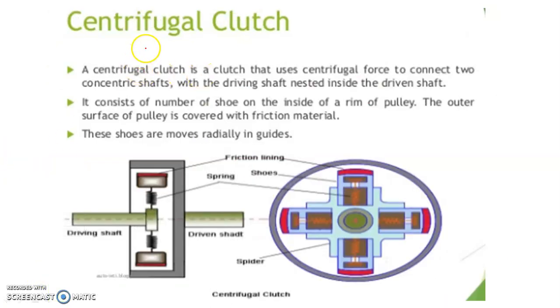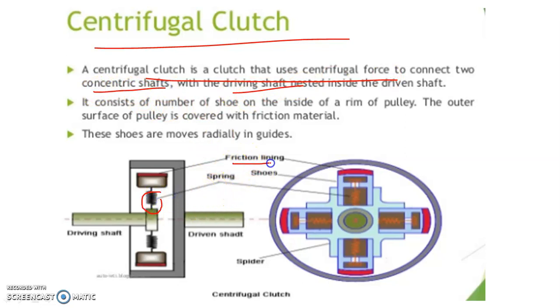After that, there is the construction of the centrifugal clutch. Due to the time limit, I am trying to finish in a very short duration. 15 minutes is the time limit. A centrifugal clutch is a clutch that uses centrifugal force to connect a concentric shaft with the driving shaft. So here you will see there is a spring at this end here. Friction linings and shoes are attached like this.